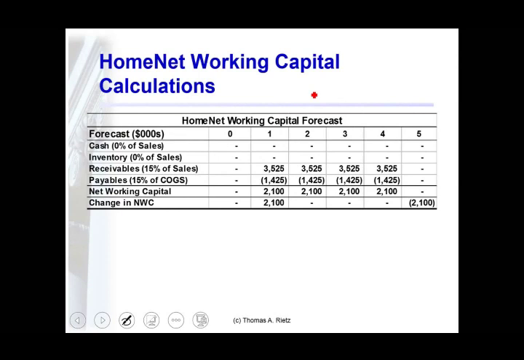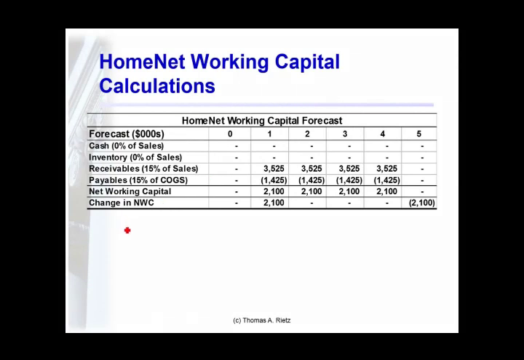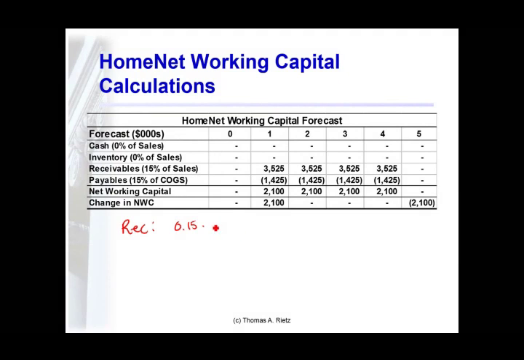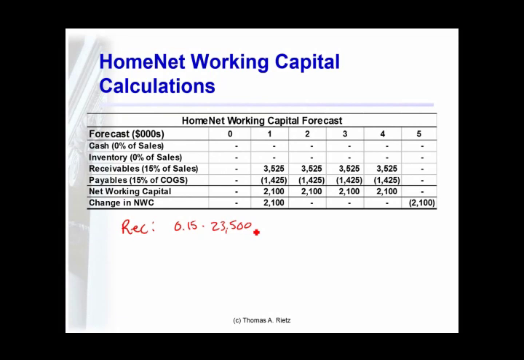The receivables are calculated as 15% of sales every year. So it's 15%. Sales are going to be 23.5. Now that's after the cannibalization. So the implicit assumption here is the accounts receivable on the new project and the accounts receivable on the old project are at the same rate. If that's true, then the accounts receivable will be 35.25.